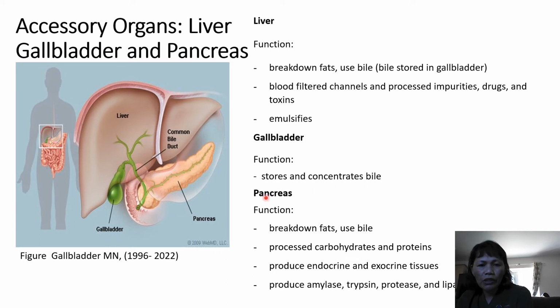Gallbladder function: stores and concentrates bile. Pancreas functions: break down fats, use bile, process carbohydrates and proteins, produce endocrine and exocrine tissues, produce amylase, trypsin, protease, and lipase.